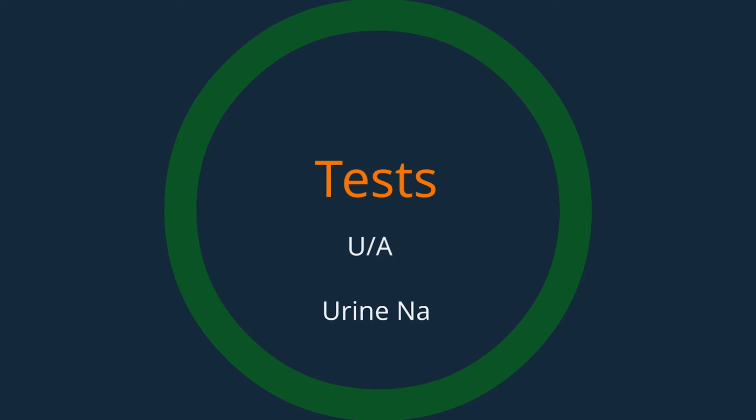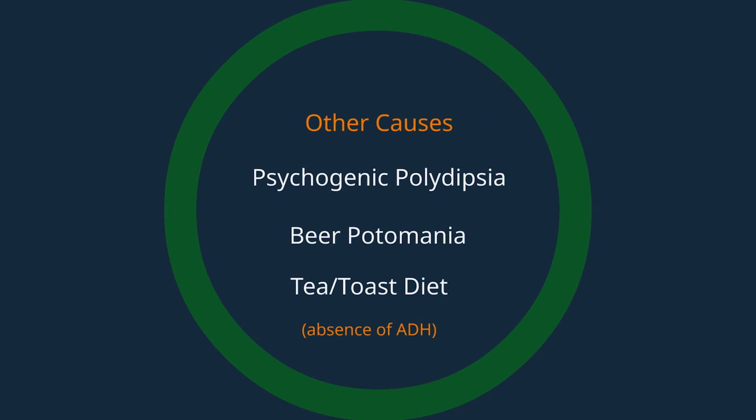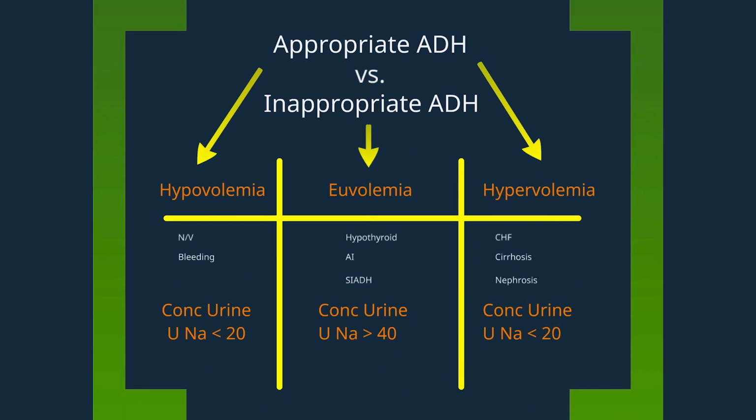Urinalysis and urine sodium. These two tests will help you figure out what is causing the hyponatremia. If the patient has a dilute urine or a low specific gravity, that would suggest the absence of ADH and the presence of one of the three causes defined here. If the patient has concentrated urine or an elevated specific gravity, that would suggest the presence of ADH.